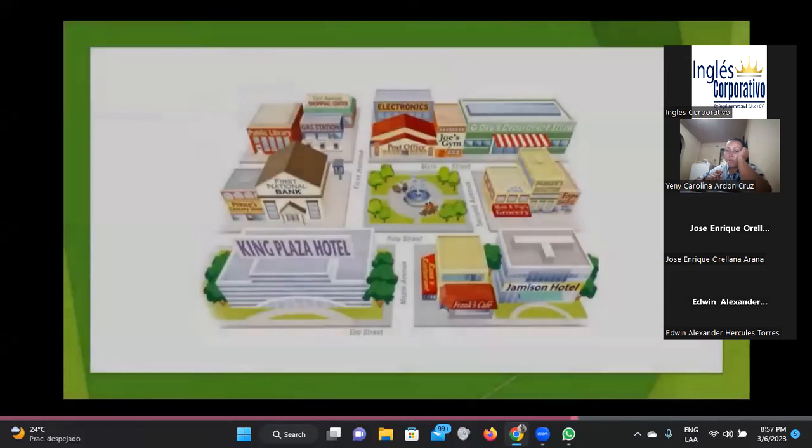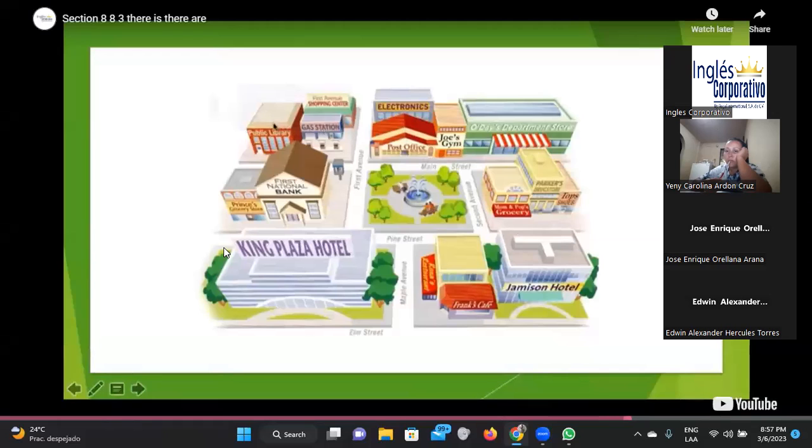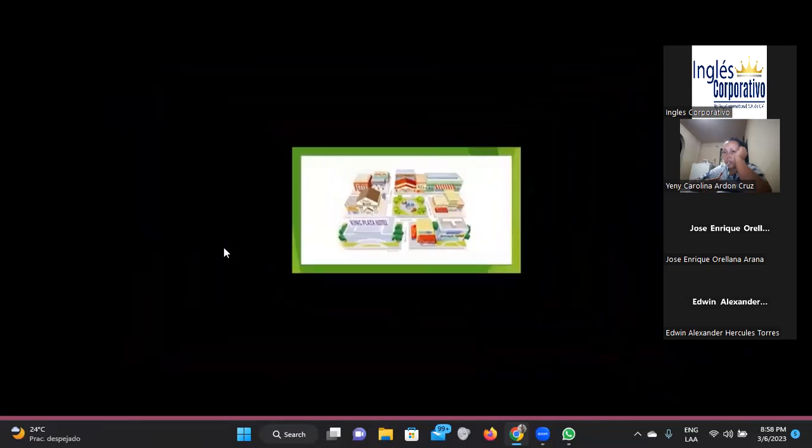Prepositions of place. Let's go over the prepositions by looking at the map. The post office is on Main Street. The gas station is next to the public library. The shopping center is close or near the public library. The telephone booth is across from the gas station. The plaza is in front of the post office. The electronic store is behind or at the back of the post office. The plaza is between First National Bank and the grocery store. The gas station is on the corner of First Avenue. Make sure you practice and understand each preposition of place.